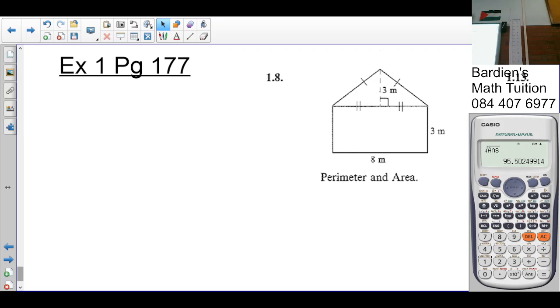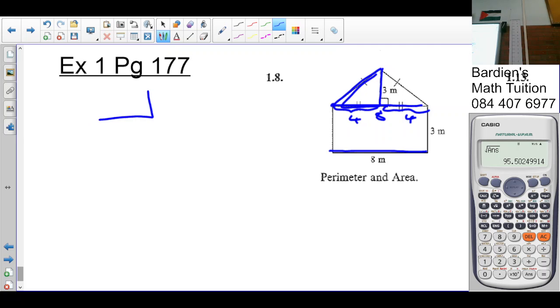Right, 1.8. Perimeter and area. So for the perimeter we start here, and I must add that length which is unmarked. So I must calculate that first. So if this is 8, then this length is 8. And that length is 4. 4 and 4. Why? They're given equal. So I now have a right angle triangle here, measuring 4, 90 degrees, and 3.